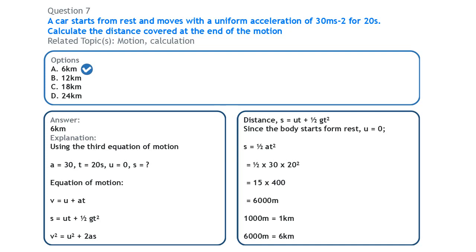1 over 2 times 30, that is half of 30, that is 15, times 20 raised to power 2, which is 20 times 20, we have 400. 15 times 400 is 6000 meters. Now if you look at the options that we have here, they are given in kilometers, and what we've got here is in meters, so we need to convert this to kilometers. 1000 meters is 1 kilometer. So 6000 meters is going to be 6 kilometers, by dividing this by 1000, so we'll be getting 6 kilometers.